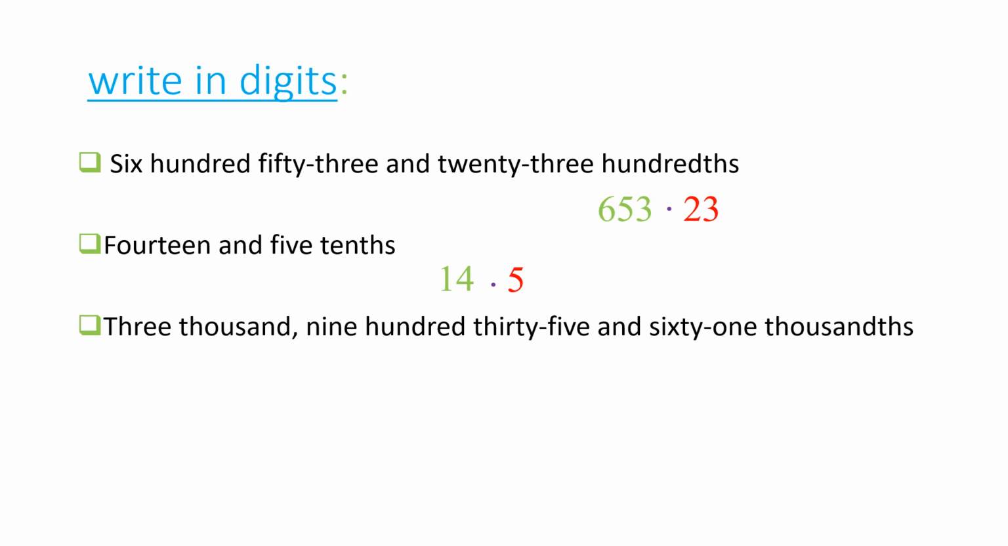3,935 and 61 thousandths. Let's write it in digits. I will write 3,935. After that, I will put the decimal point. After that, I'm going to put 3 digits after the decimal point. He said 61 thousandths. That means I will write 0, after that 6, after that 1. Now I have 3,935 and 61 thousandths.